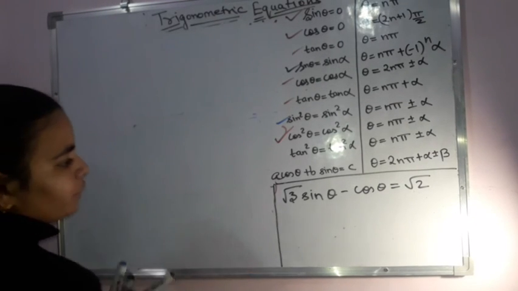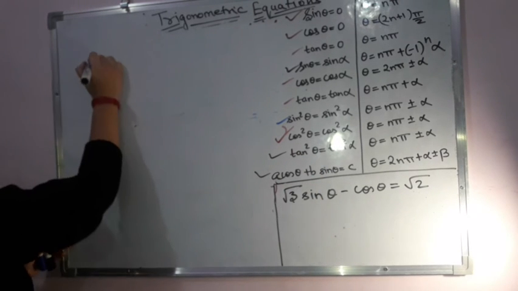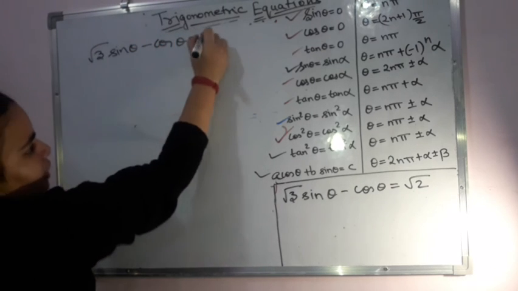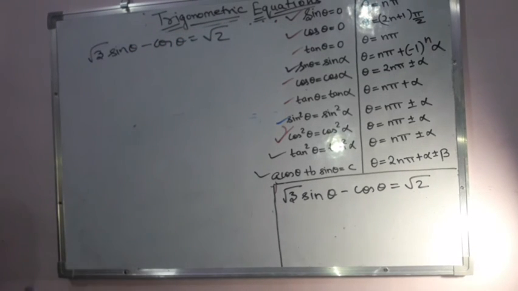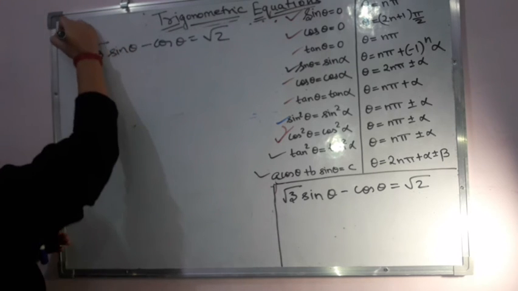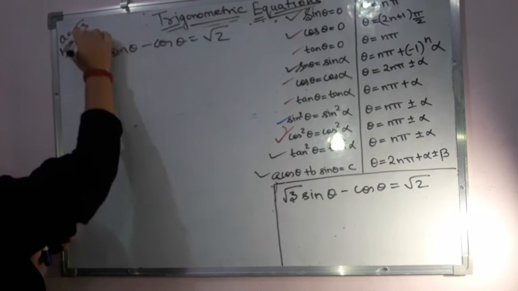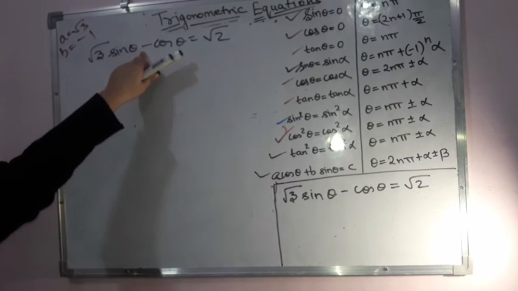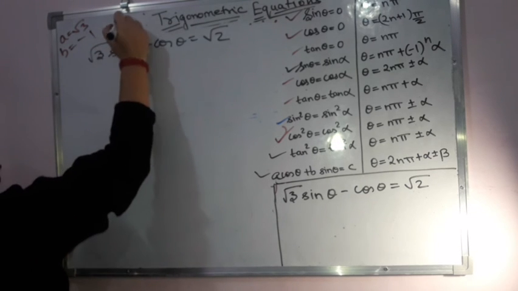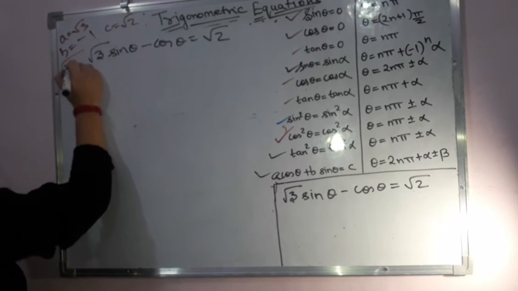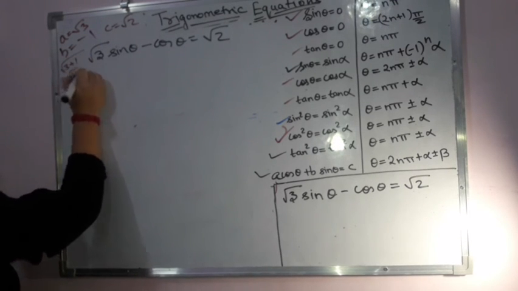Now this question I have got for you. Let us solve this. My question says root 3 sin theta minus cos theta is equal to root 2. So what was my initial step? I already told you: under root of a square plus b square, dividing the entire equation with it. So a is root 3 and b is minus 1. Please take the sign along with it. And c is equal to root 2. Now under root of 3 plus 1, that is under root of 4, which is equal to 2.